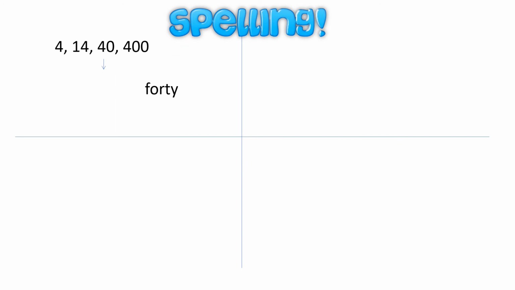Now I'd like to talk about spelling. Here are lots of numbers with 4 in it. Now in all cases, you spell 4 as F-O-U-R. The only instance where you do not spell it with a U and spell it as F-O-R is in 40. That's spelled F-O-R-T-Y.